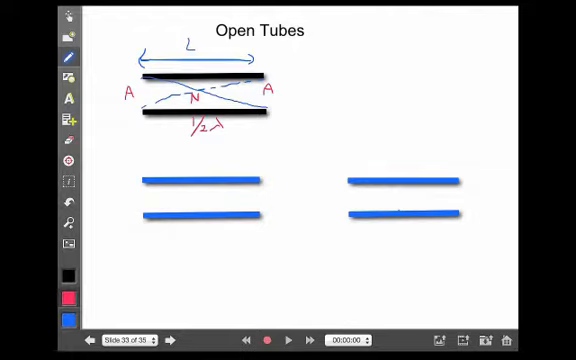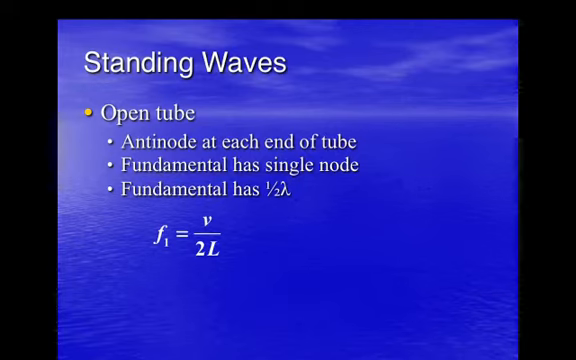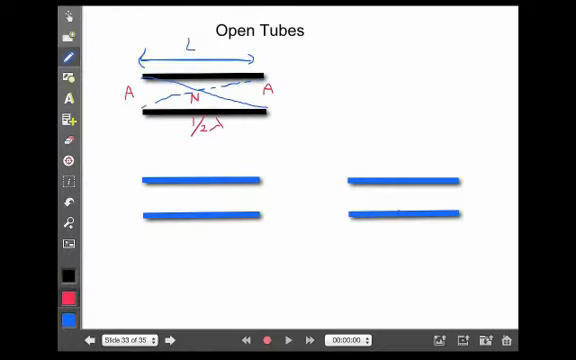Interestingly enough, the equation for finding the fundamental of an open tube looks exactly like that first string equation: V over 2L. In the equation for the fundamental frequency of a tube, V over 2L, this time the V stands for the speed of sound. Now, there are also harmonics for an open tube.